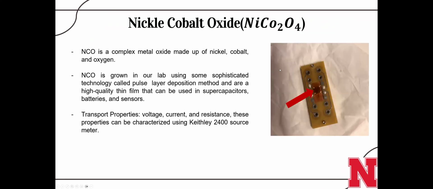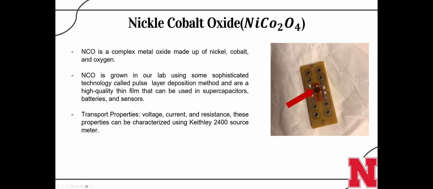So to begin with, what is NCO? Well, NCO is a complex metal oxide made up of 1 part nickel, 2 parts cobalt, and 4 parts oxygen. NCO is grown in our lab using a sophisticated technology called pulsed layer deposition method and is a high-quality thin film that can be used in supercapacitors, batteries, and sensors.